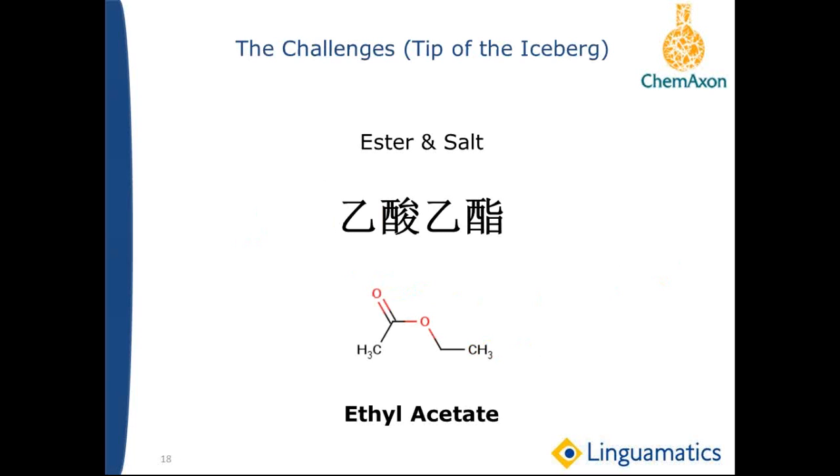Of course, Chinese and English are two different languages, and so are the chemical names. So there are a lot of challenges. Here are some examples. For all the esters and salts, the order of these names is actually different. For an acid acetate, the structure has the acid part and the alcohol part. In Chinese, you actually say the acid part first and then the alcohol. But in the English name, the order is reversed.